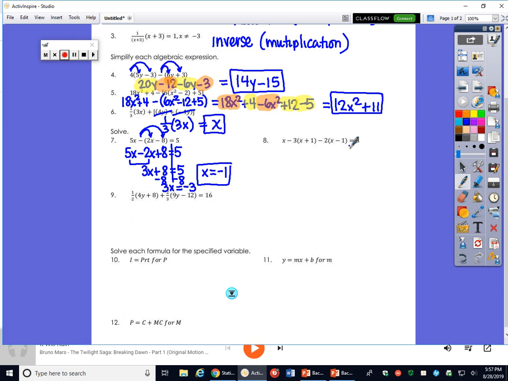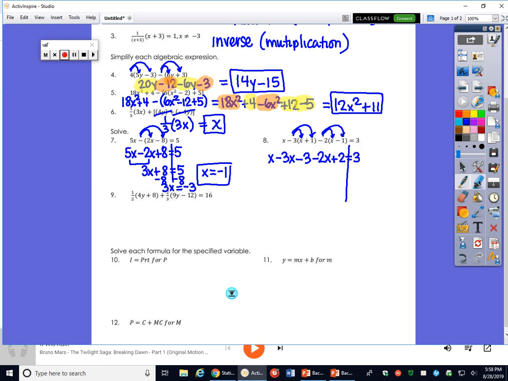Number 8, we have to distribute 2 times. We're going to distribute the negative 3, and we're going to distribute the negative 2. So x minus 3x minus 3. Okay, so negative 3 times x is negative 3x, and negative 3 times 1 is negative 3. And then negative 2 times x is negative 2x, and negative 2 times 1 is a positive 2.